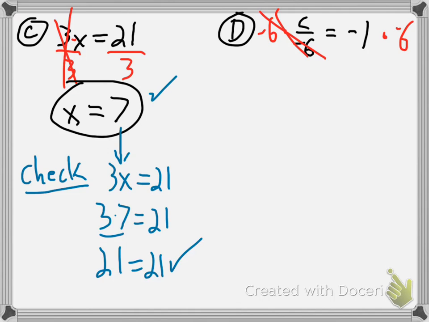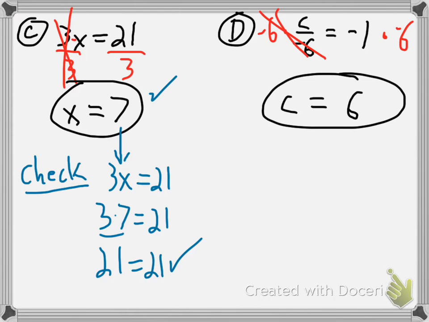Those are going to cancel. So on the left-hand side, I'm left with c. So c equals, on the right-hand side, I have negative 1 times negative 6. 1 times 6 is just 6, and since they have the same sign, my answer is positive 6. Now I need to go through and do my check.